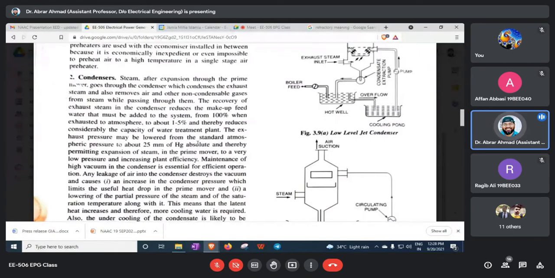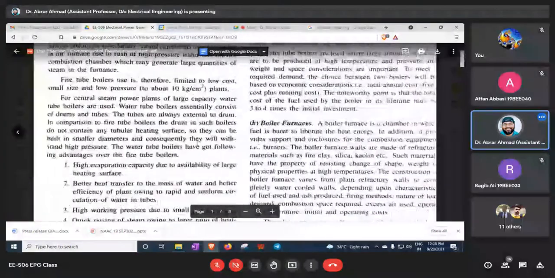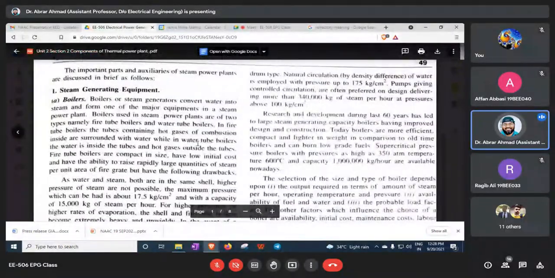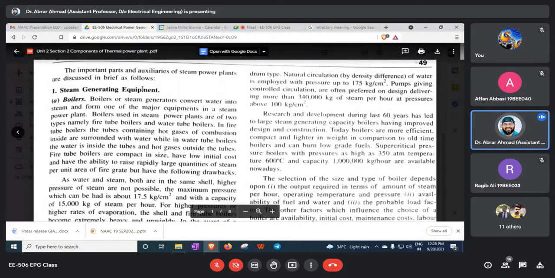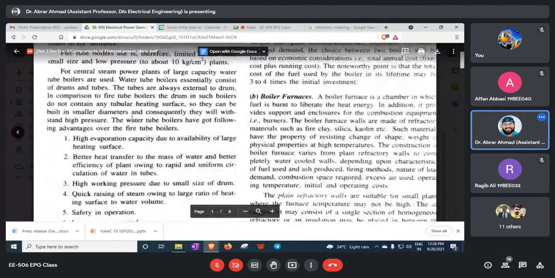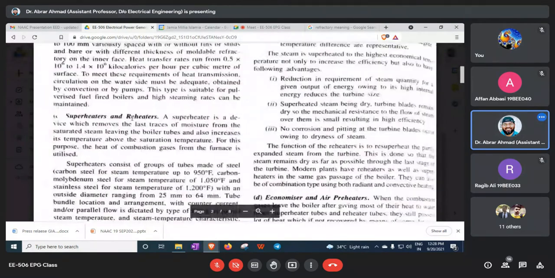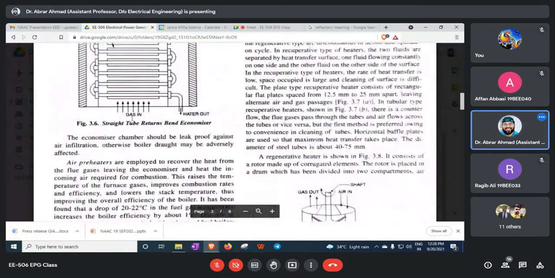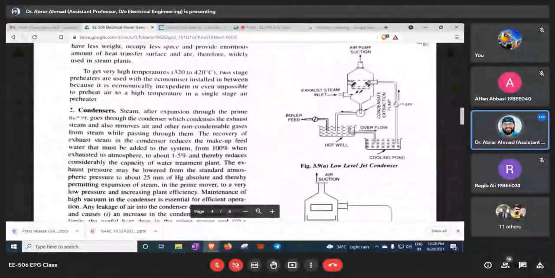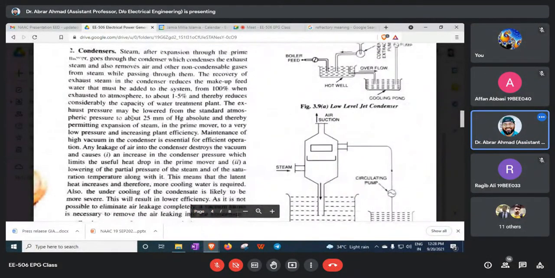So that was the first section of the steam generating equipment, that is boilers. Steam generating equipment is the first section of the thermal power plant. And in steam generating equipment, we had boilers, furnaces, superheaters and reheaters, economizers and air preheaters, and there are different types of them. Now we will discuss the condensers.